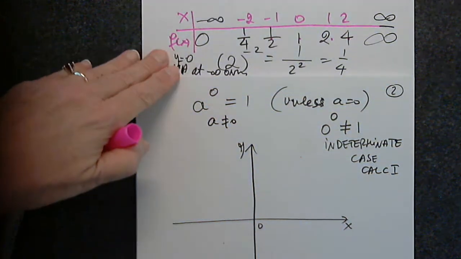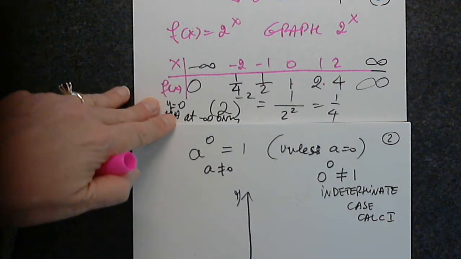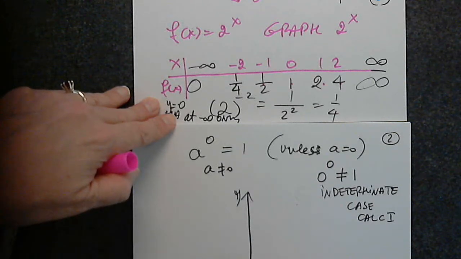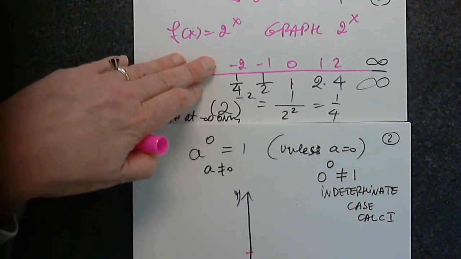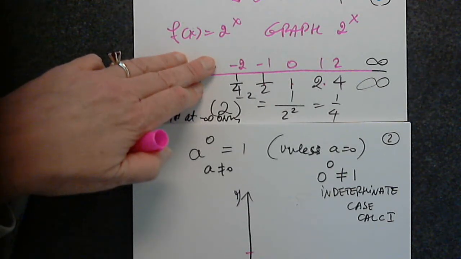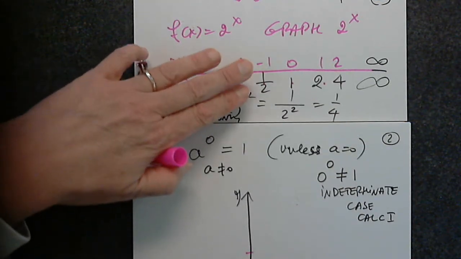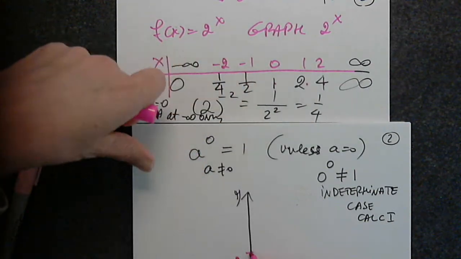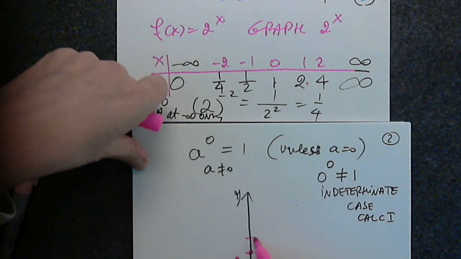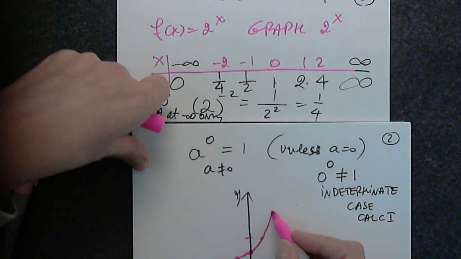Can anyone give us the first ordered pair that we need to plot in order to graph this function? Right. -2, 1/4, perfect. Next one. Good, next one. Next one. Good. This is the graph of 2 to the x.